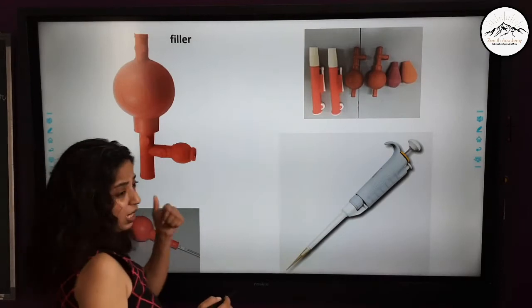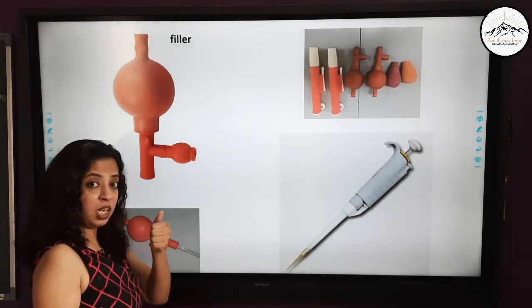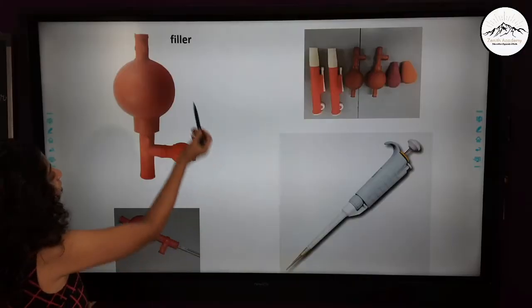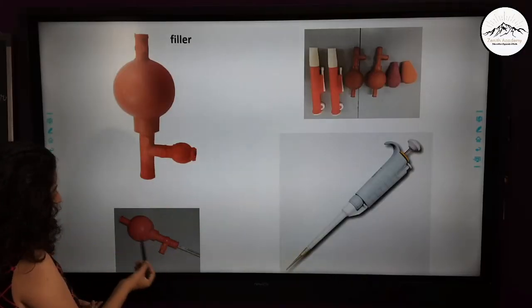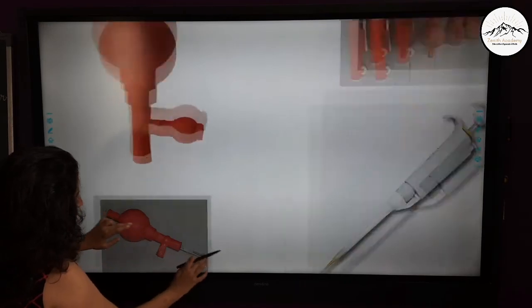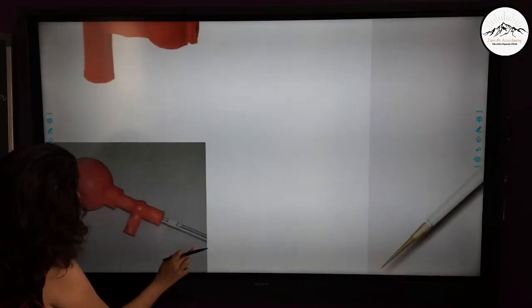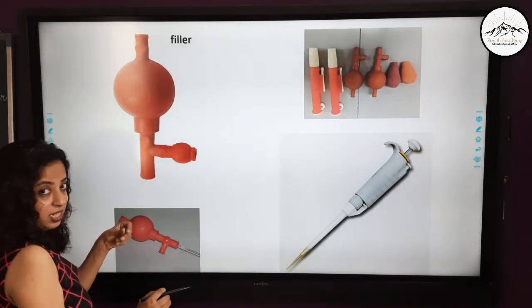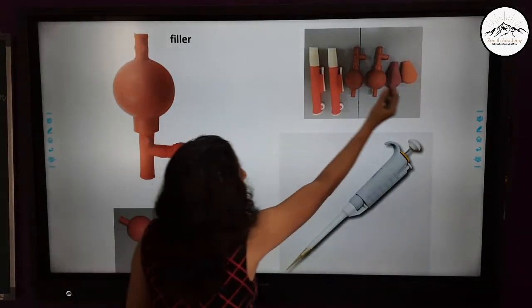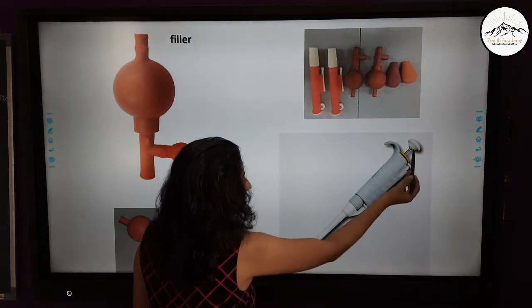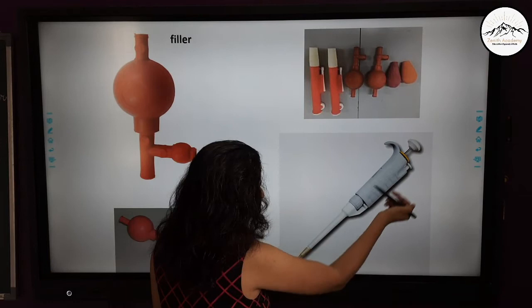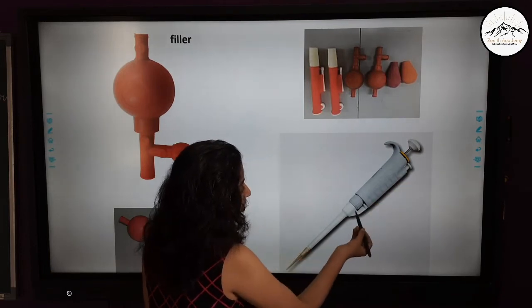Now in pipettes, to suck the liquid and to release the liquid, there are different tools that are used. This is a filler tool. You can see here it is attached to a pipette. It is helpful for sucking the liquid and releasing the liquid. So here are different types of fillers. This is the modern type in which you can easily fill and release the liquid of desired volume.